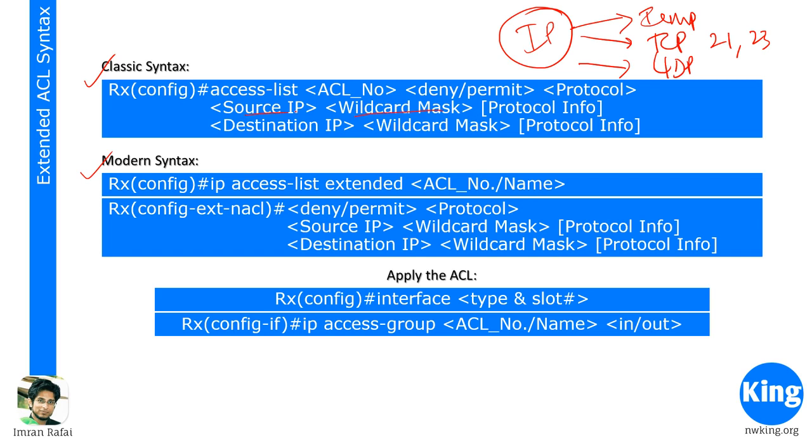Wildcard mask we discussed, and then protocol info. Now protocol info is where you give the port numbers, right? So here in protocol you'll just say UDP, ICMP, IP, whatever protocol, and in protocol info you'll say what is the source port number. Then you'll say destination IP, destination wildcard mask, and then destination port numbers, right?